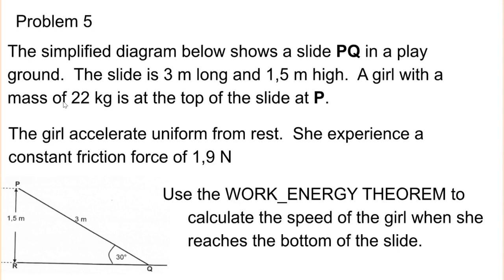The simplified diagram below shows a slide PQ in a playground. The slide is 3 meters long and 1,5 meters high. A girl with a mass of 22 kilograms is at the top of the slide at P. The girl accelerates uniformly from rest, and she experiences a constant friction force of 1.9 Newton. Use the work energy theorem to calculate the speed at which the girl reaches the bottom of the slide.